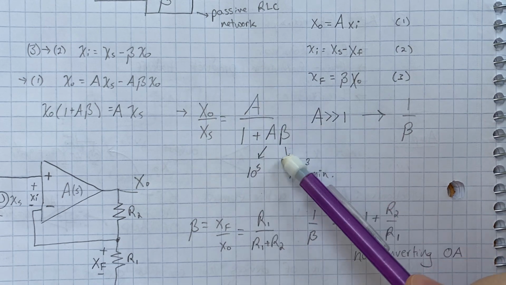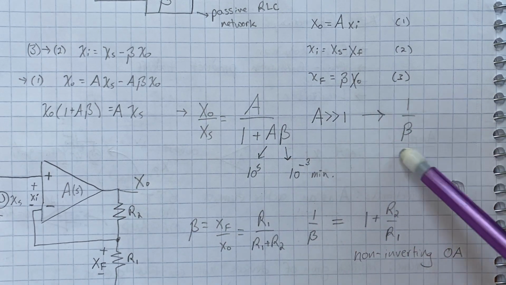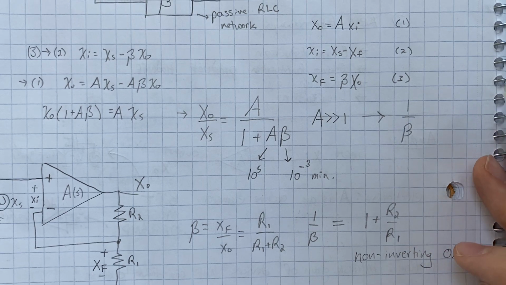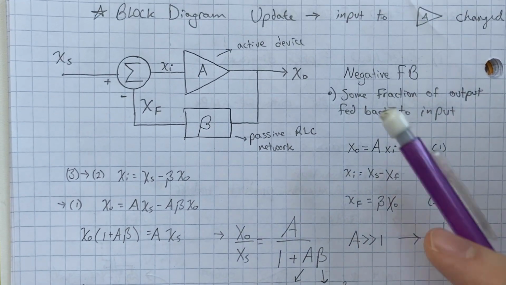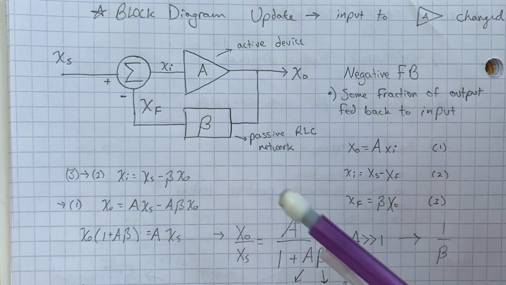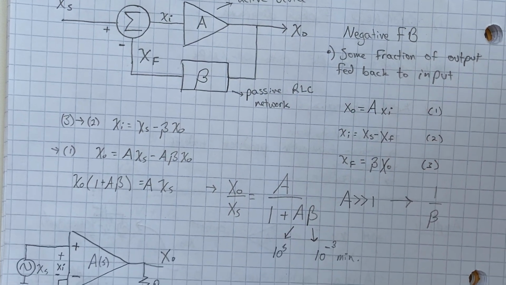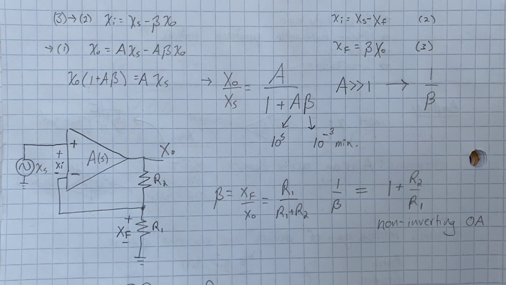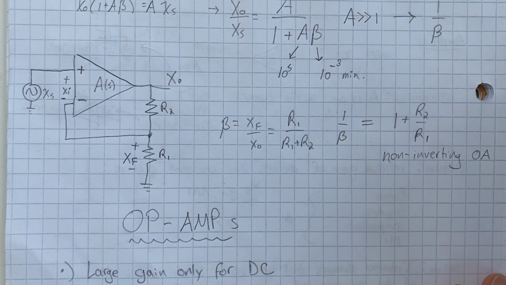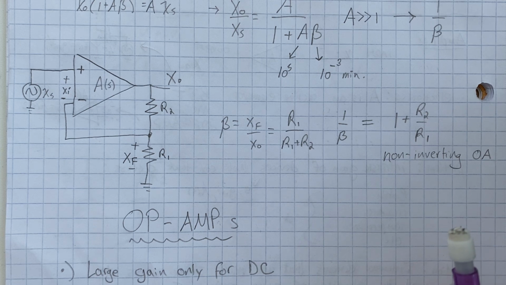We're left with A over A beta. And that means our transfer function is 1 over beta. So we've essentially desensitized the output to any intrinsic gain of the op amp. So it's not dependent on A at all. It's only dependent on the resistive network we have around it, which is what we're used to when we're talking about op amps. So here's a sample non-inverting configuration here.